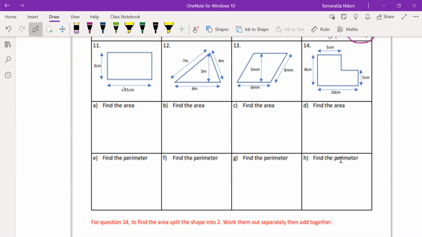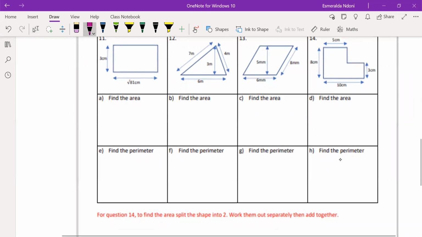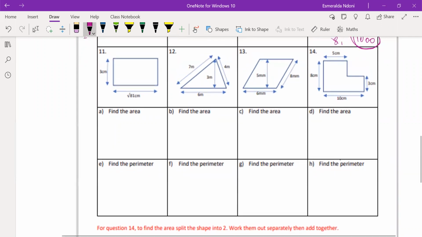First thing we ask ourselves is what shape is it? It's a rectangle. Formula for the rectangle. We need to write the formula first, each time. Base times height. The base here is the root of 81, and we know that the root of 81 is 9.